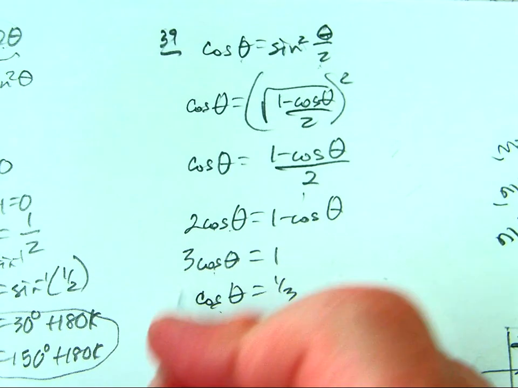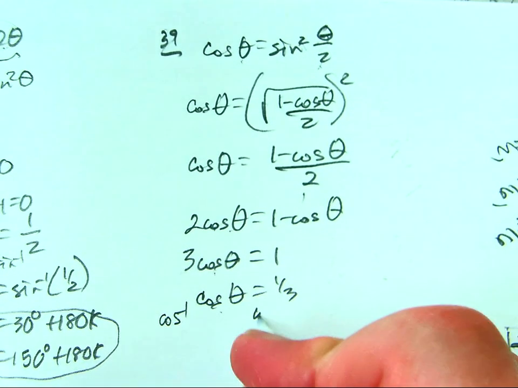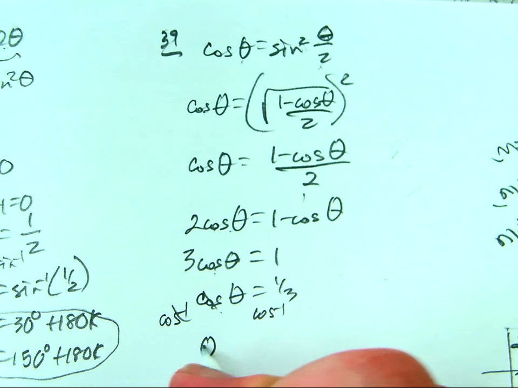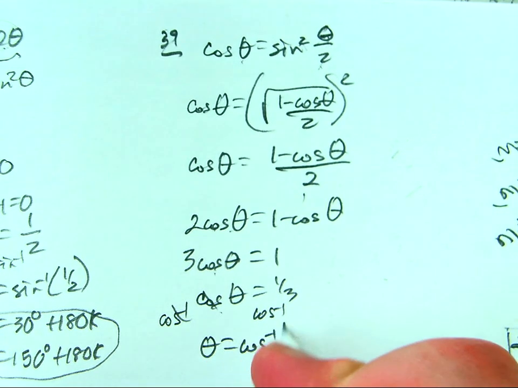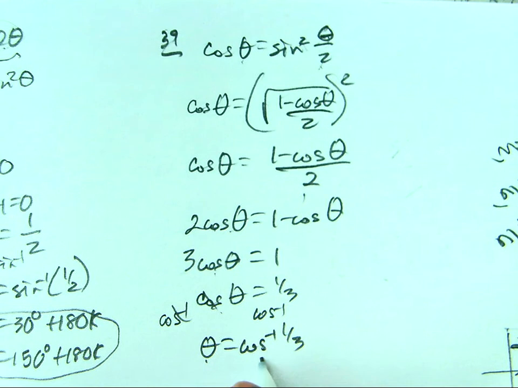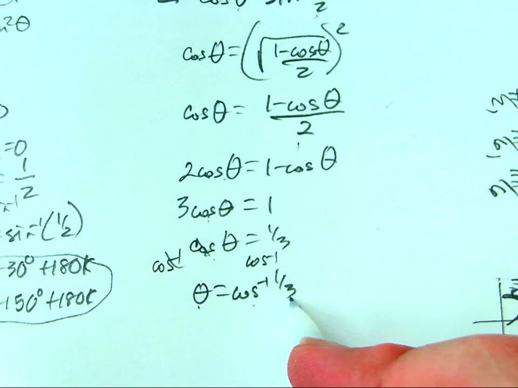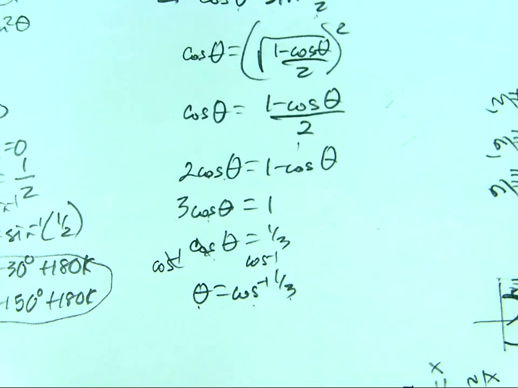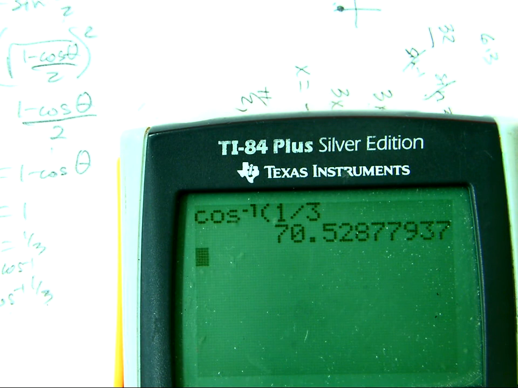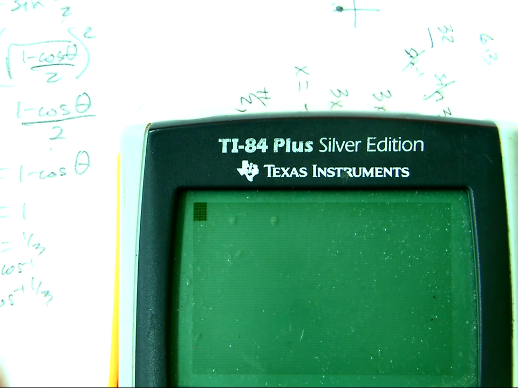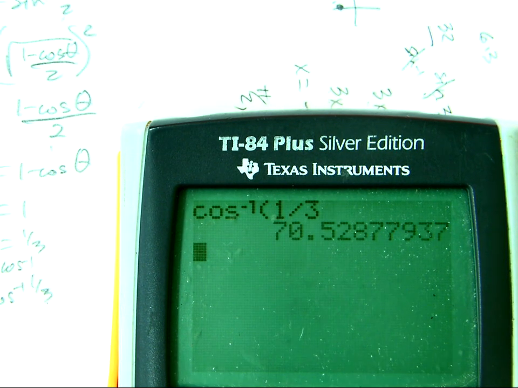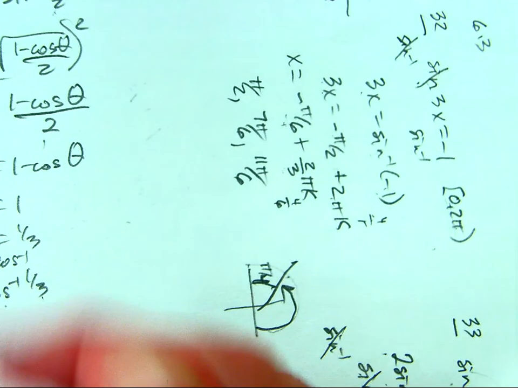Then to get rid of cosine, we do the inverse cosine. So what angle has a cosine of 1/3? Well, that would be adjacent over hypotenuse. That means the hypotenuse is 3. We don't have a triangle with hypotenuse 3. So we need to do that on our calculator. So you make sure you're in degrees, and then we're just going to do second cosine of 1/3. And the calculator says 70.5.